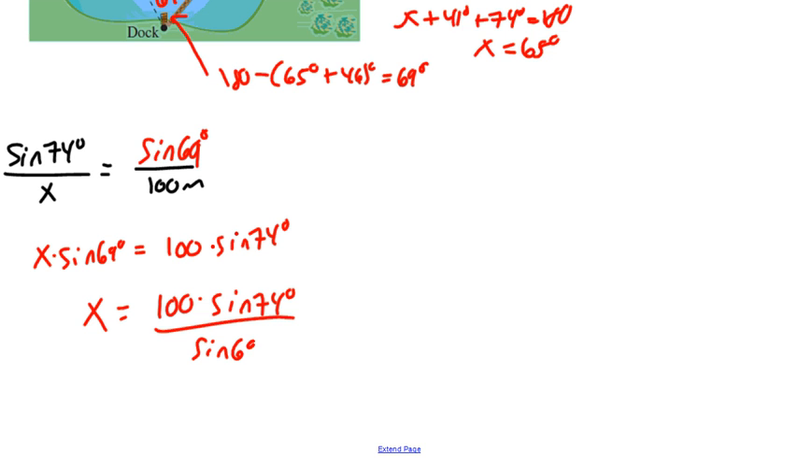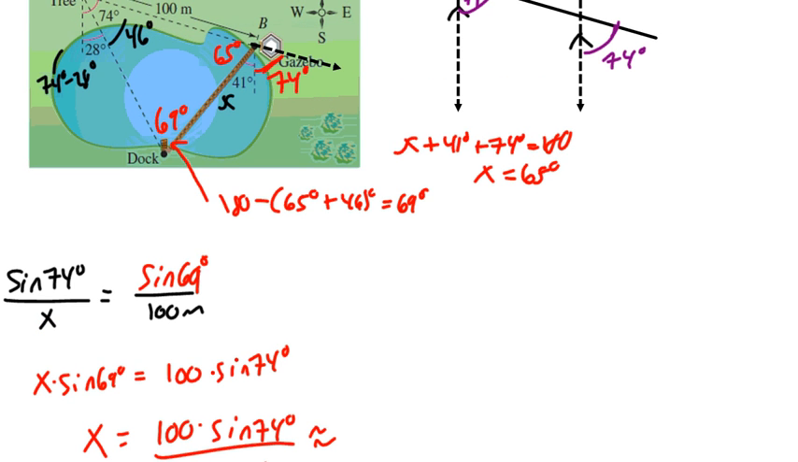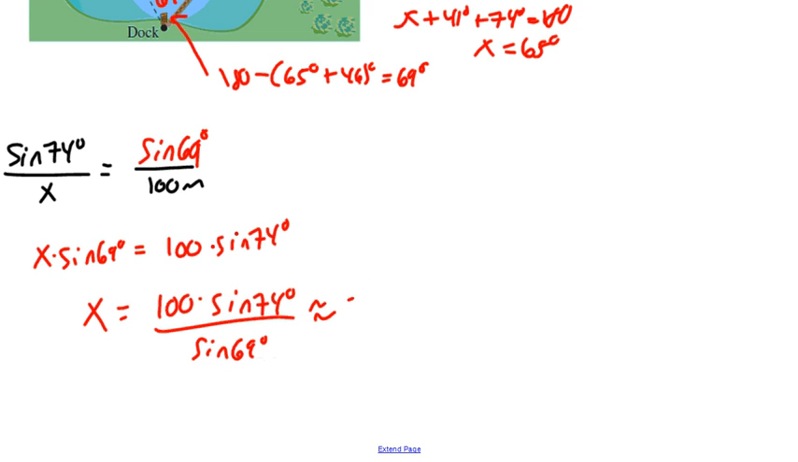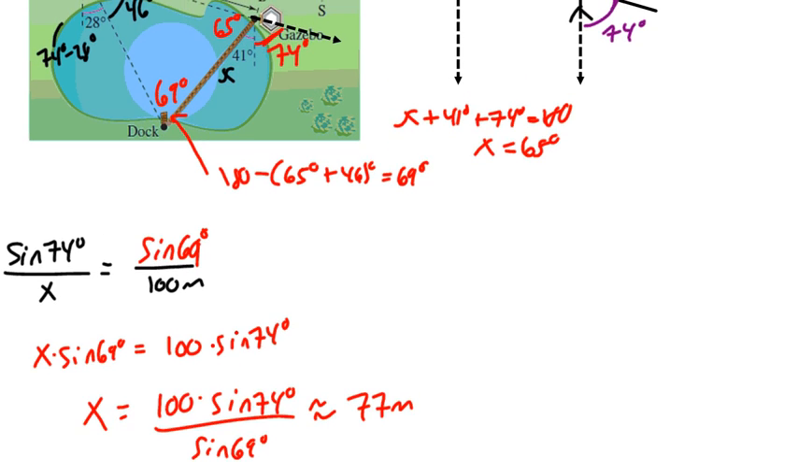But that means my answer, approximately, because we're going to round now, we're just going to round it to a nice number here because we're actually finding the length of a side. We're not going to get decimals here. It will be 77 meters. So that's exactly what we were trying to find. So x right here is 77 meters. That's how long the dock is going to be.